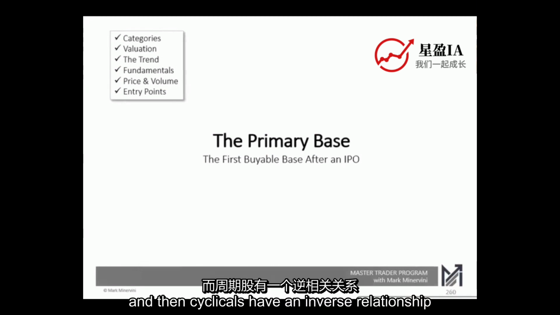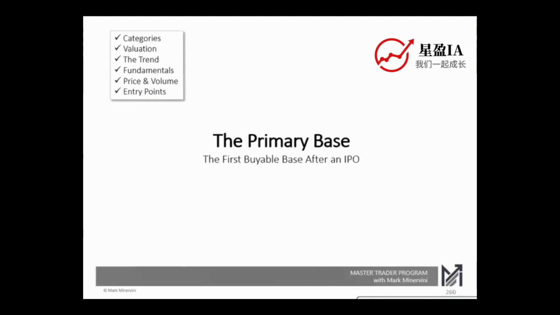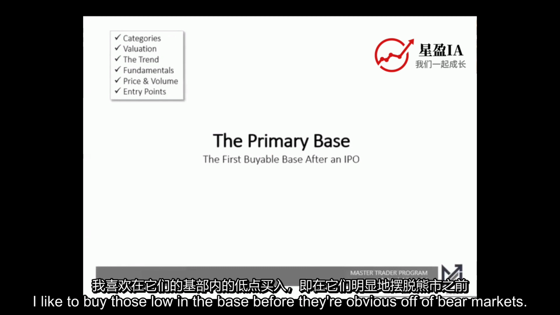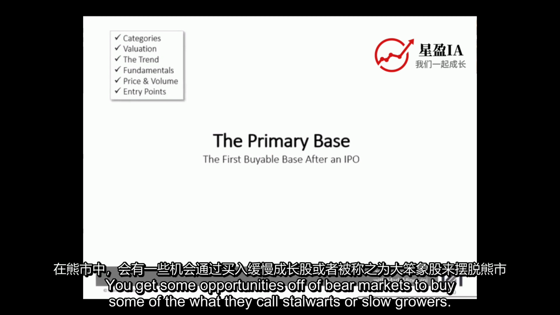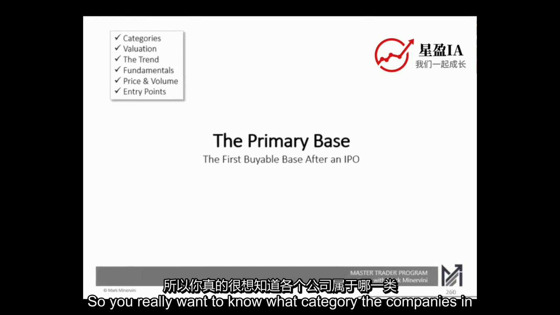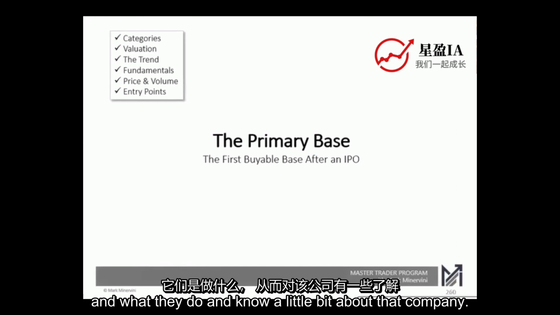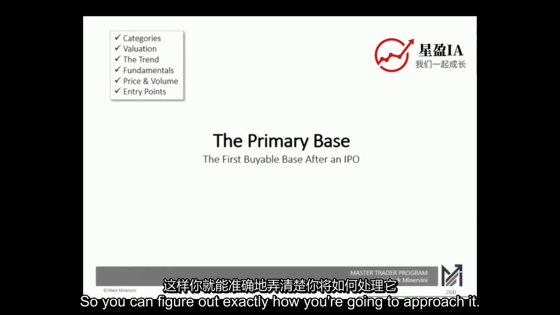Cyclicals have an inverse PE relationship. Big institutional stocks, I like to buy those low in the base before they're obvious, off of bear markets. You get some opportunities off of bear markets to buy what they call stalwarts or slow growers. So you really want to know what category the company's in and what they do, and know a little bit about that company so you can figure out exactly how you're going to approach it.